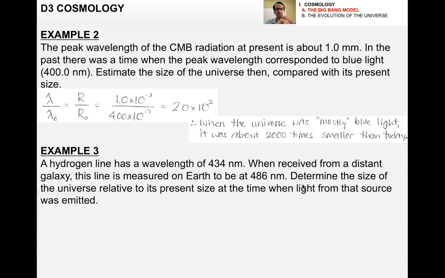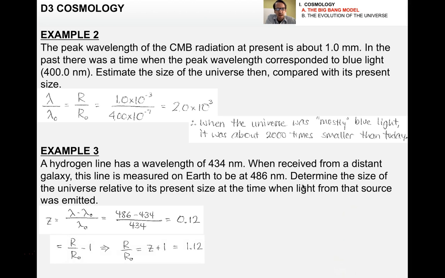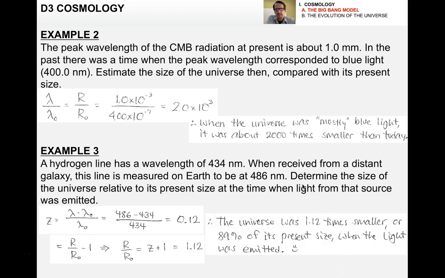Now, example 3: a hydrogen line has a wavelength of 434. When received from a distant galaxy, this line is measured to be 486. Determine the size of the universe relative to its present size at the time when the light from that source was emitted. Interesting, okay? Well, we calculate the redshift being 0.12 in this case. So that means that this ratio of R over R naught is 1.12. And so what that means is that the universe was 1.12 times smaller, or 89% of its present size, when that light was emitted. Isn't this incredible that we can figure this out, we think?